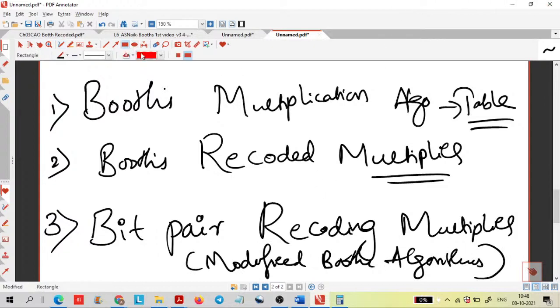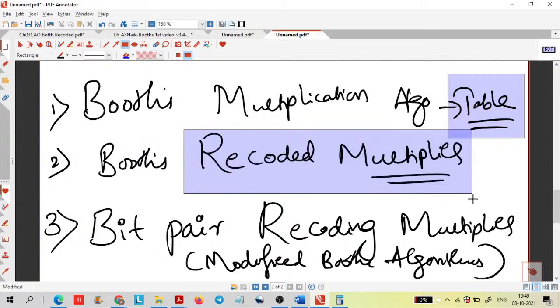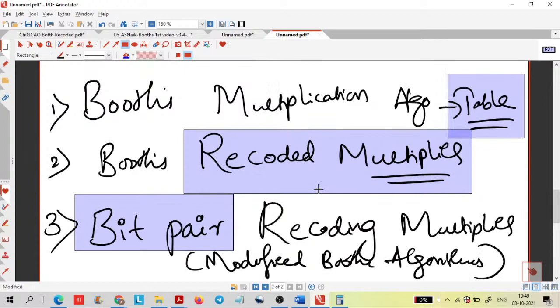The first one is called the table method. In the second one, we apply the two rules and rewrite the multiplier, that is the recoded multiplier. In the third case, we use the bit pair table, that is the bit pair recoded multiplier. So you will definitely get one in your exam.